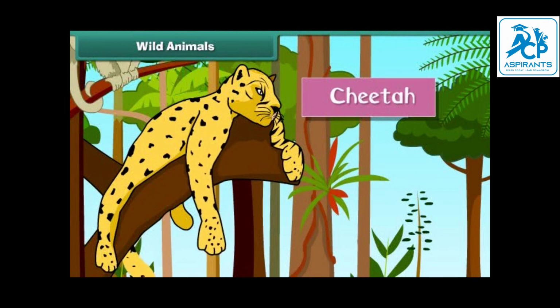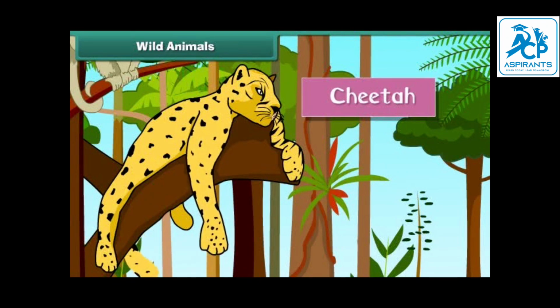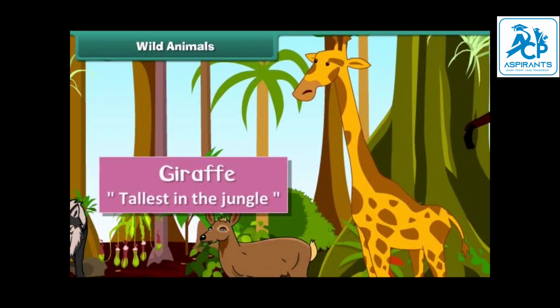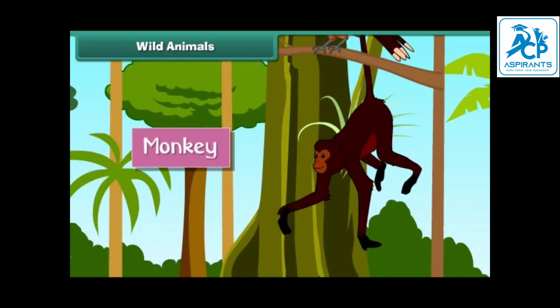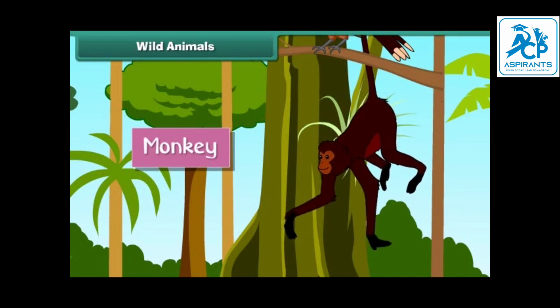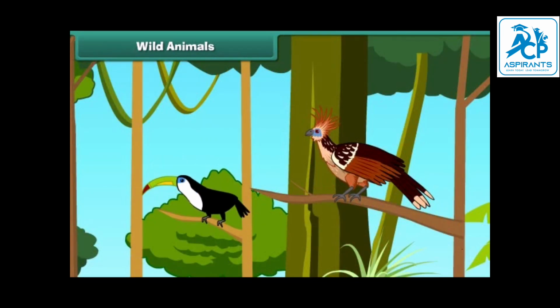The cheetah is the fastest animal in the jungle. He is also big and strong. The giraffe is the tallest animal in the jungle. Monkeys are quite intelligent and mischievous. The bear is hairy with sharp claws, big teeth and very strong. Insects and birds also live in the jungle.